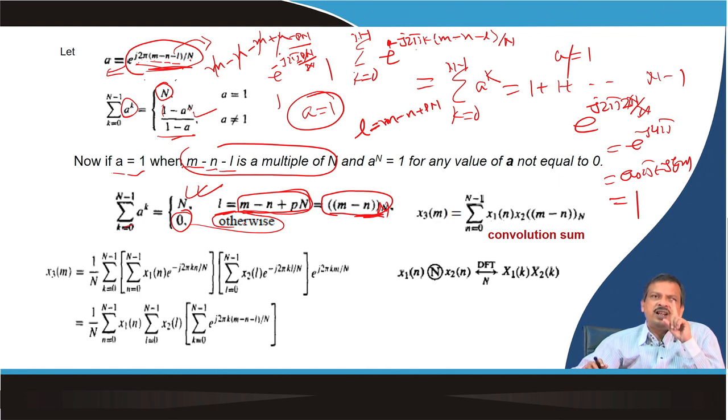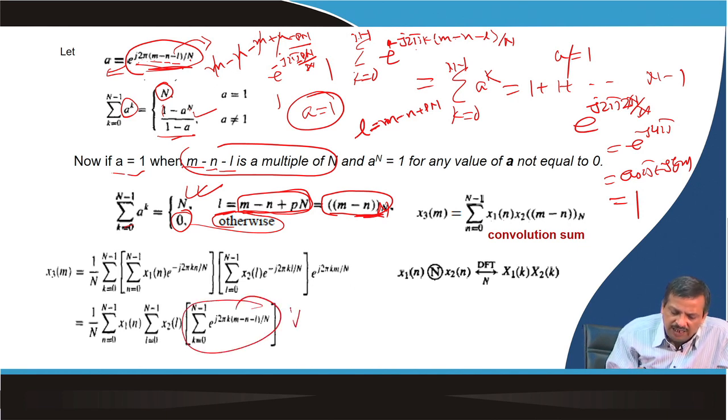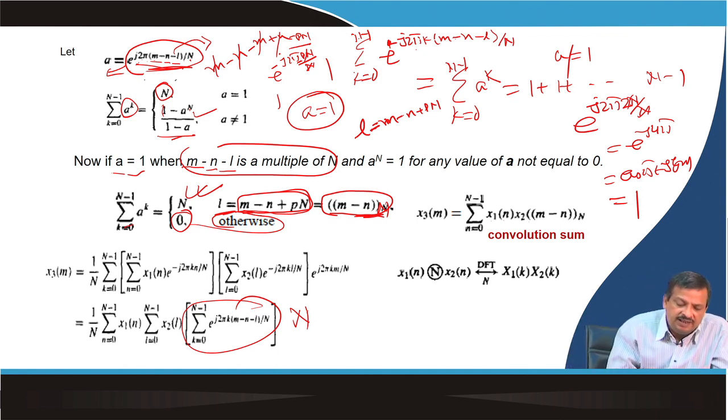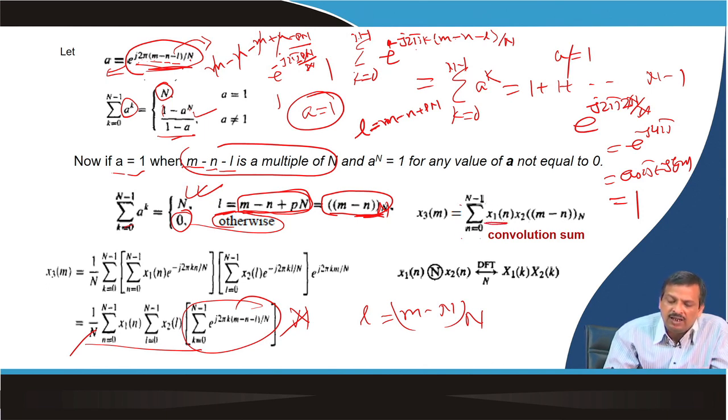So, the only consideration is that if l is m minus n modulo n, then this e to the power term sum becomes n. So, this n will be cancelled. Now, l is equal to m minus n mod n. So, I can say this is nothing but the sum over n equal to 0 to n minus 1 of x1[n] and x2[l], where l is nothing but m minus n modulo n.